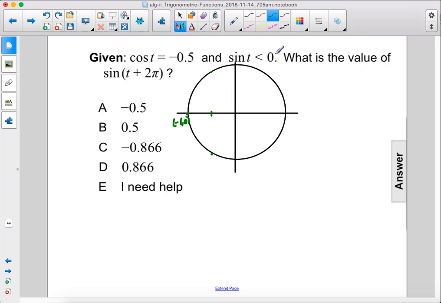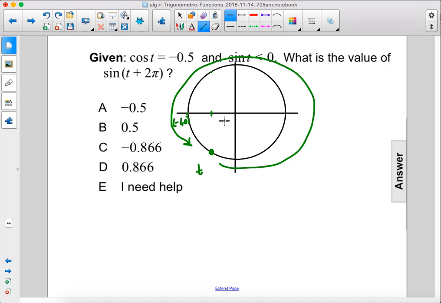So we have to use this second piece of information. Sine t is less than 0. So sine value is less than 0 when it's below the x-axis, which means that this is our point. This is t down here. Okay, so t plus 2 pi, you go all the way around the circle, and you end up right back there. So let's draw out our lines.